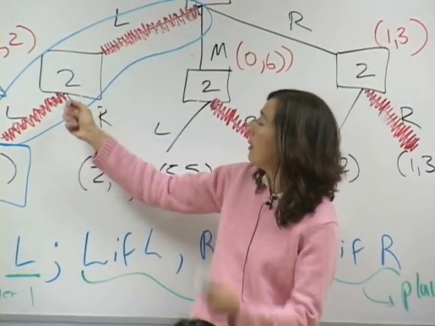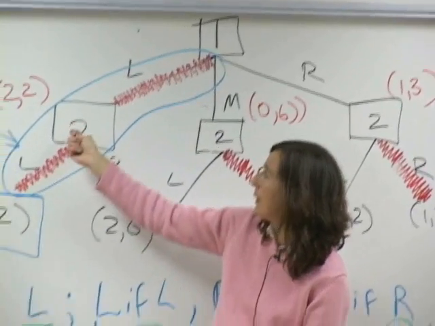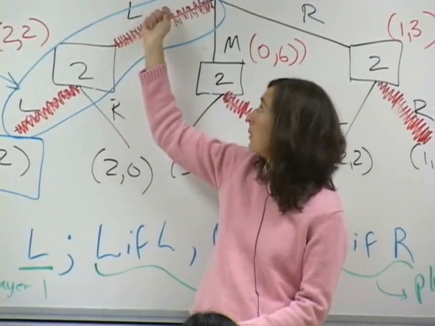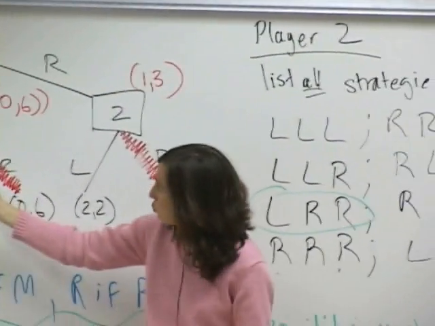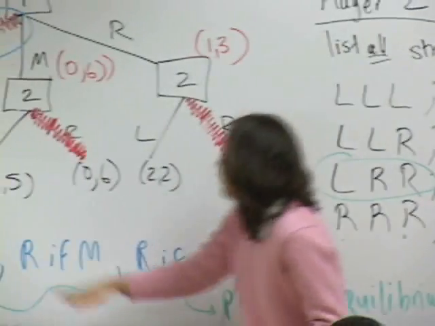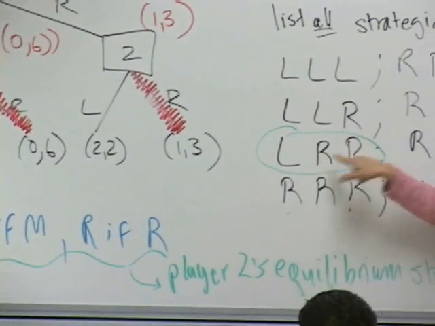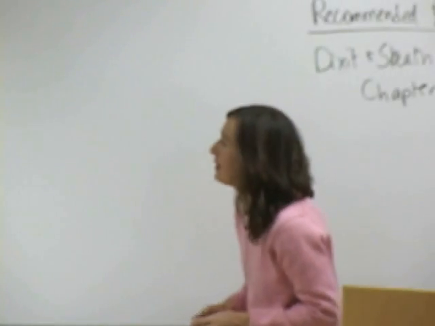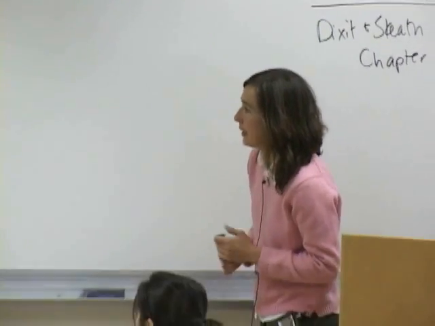The equilibrium strategy of player 2 is choose left if player 1 chose left. Choose right if player 1 chose middle. Choose right if player 1 chose right. L if L, R if M, R if R. LRR. Okay, so from the most long-winded to the tersest there.